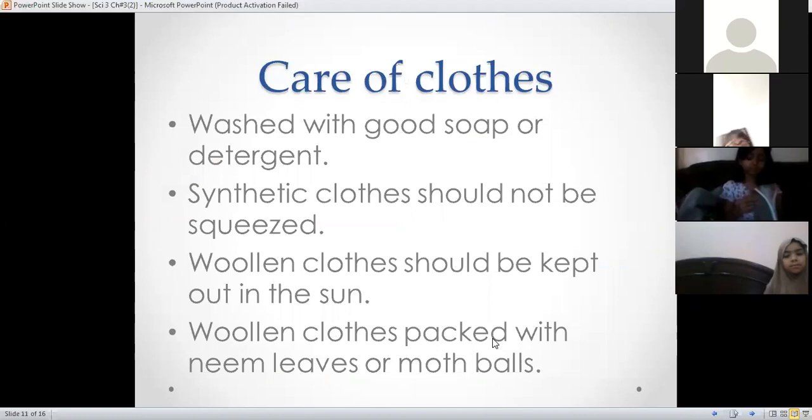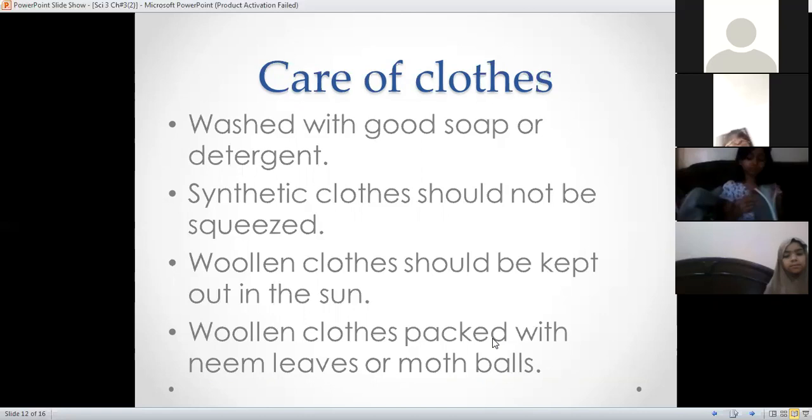Next is how we are going to take care of our clothes. As you all know, for washing we use soap and detergent. As these clothes are made from different sources, some from plants, some from animals, some from chemicals, the procedure of washing these clothes will be different according to the clothes.